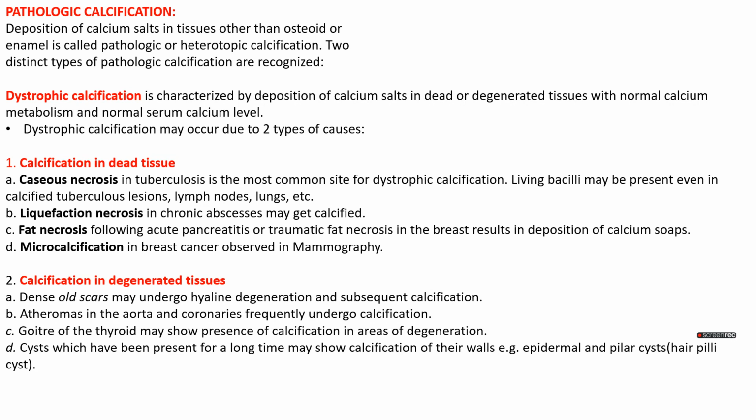Metastatic calcification occurs where there is a transfer. It mainly happens in a normal cell, but dystrophic calcification occurs in an already degenerated or dead cell, which you have to remember. So these are the two types of calcification.